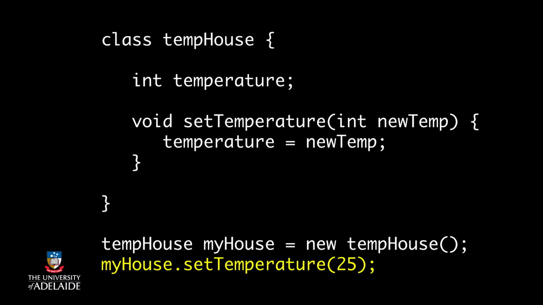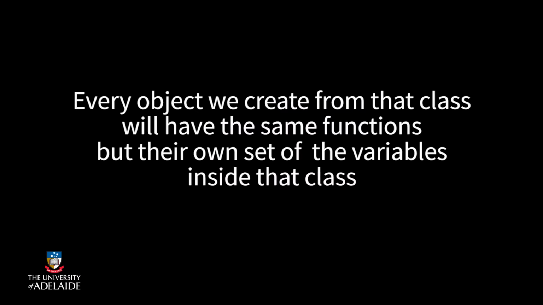We've created a new object of type tempHouse, and we can use all of the methods inside it by using the name of the variable, a dot, and then the function name, like this. We could have as many functions as we like inside our new class, and every object we create from that class will have the same functions, but their own set of the variables inside that class. Classes are handy because we can group together functions and data, and this gives us the ability to model the real world easily and to let Processing do a lot of bookkeeping for us.